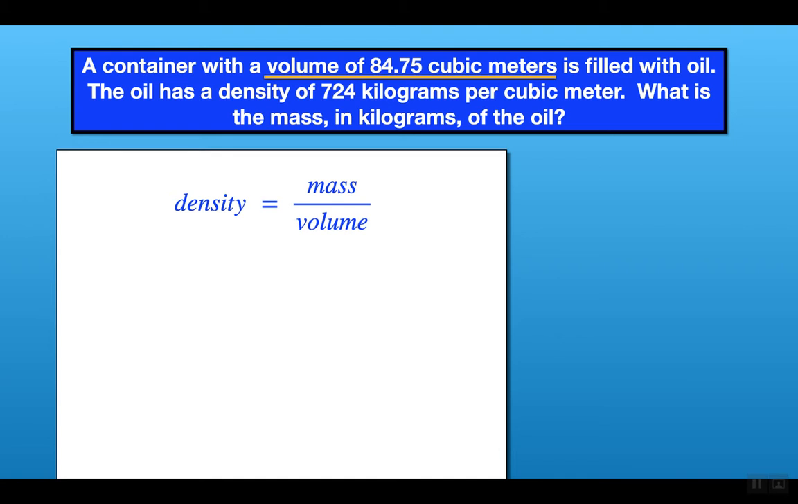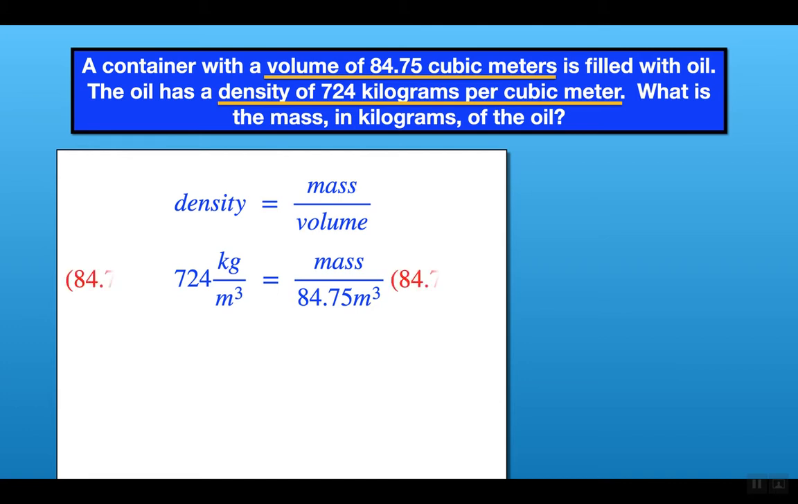They tell us in the question that the volume is 84.75 cubic meters. And they also tell us that the density is 724 kilograms per cubic meter. So let's substitute both of those values into the formula. Now I've included the units, but if that confuses you, don't focus on the units. Just make sure you focus on the numbers because those are the most important parts. Okay, so we're trying to solve for mass.